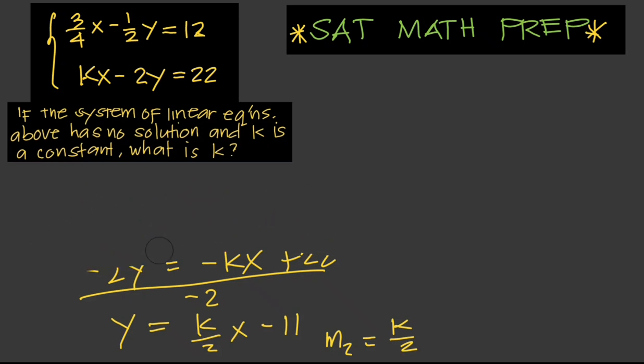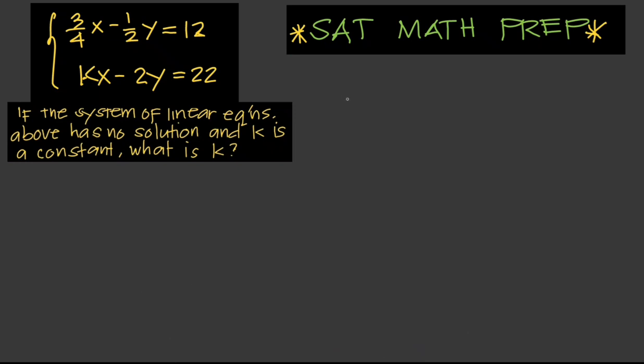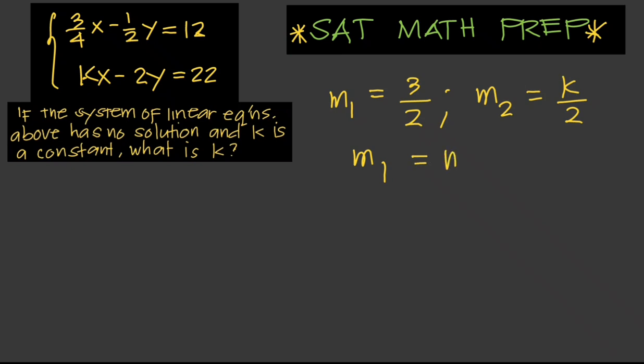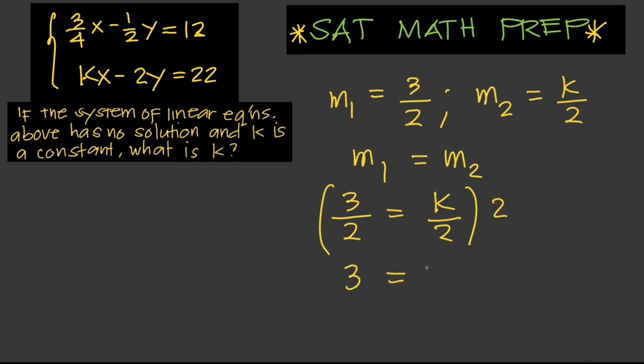So now we have our two slopes. m1 is equal to 3/2, and slope 2 is equal to k over 2. Now we just have to equate, since m1 is equal to m2, therefore 3/2 is equal to k over 2. Multiplying both sides by 2, we get 3 equals k. Therefore, the value of k is equal to 3.